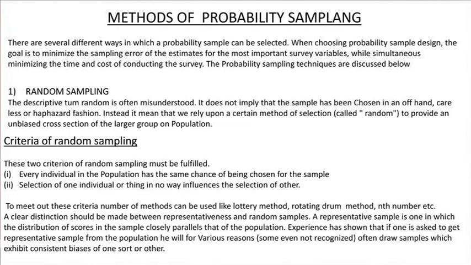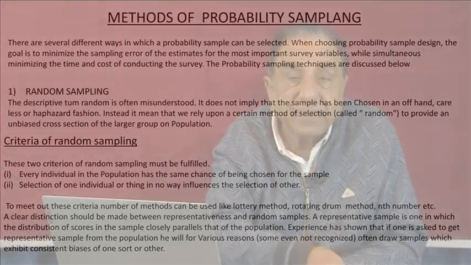A clear distinction should be made between representativeness and random sample. A representative sample is one in which the distribution of scores in the sample closely parallels that of the population. That will come up when we talk about the error component. Now, first let us talk about the methods, which can be the lottery method, rotating drum method, nth number, etc. Now, listen carefully. Lottery method.